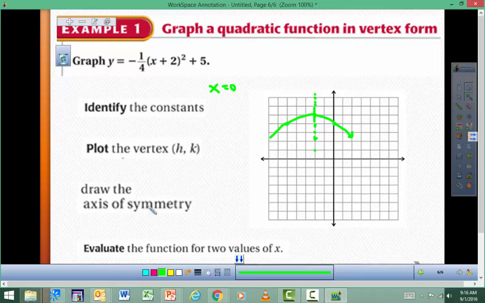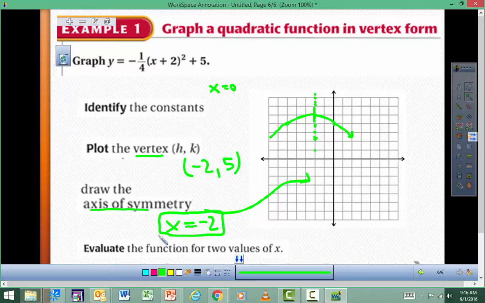And so here's the thing. When they're asking you for the vertex, okay, you should write it down in your problem somewhere. We found out it was negative 2, 5. We drew in the axis of symmetry. That's this spot right here. And the axis of symmetry was x is equal to negative 2. You're going to have to start doing that on some of these problems here, where they ask you, well, what is the axis of symmetry? Okay.